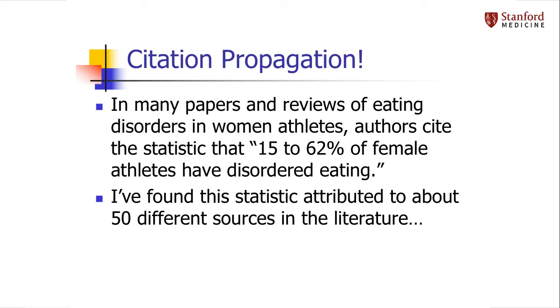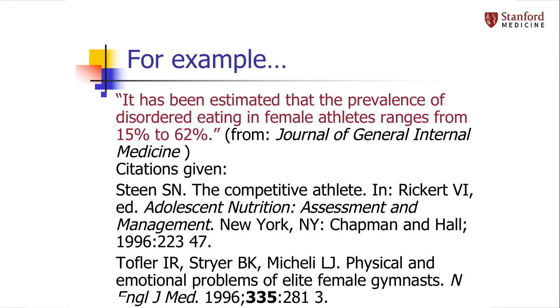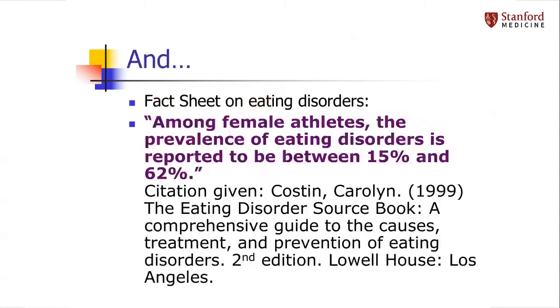Well, obviously, that statistic came from somewhere, so everybody was just citing secondary sources. And I'll just give you some examples. I found it said in a paper from Journal of General Internal Medicine, it has been estimated that the prevalence of disordered eating in female athletes ranges from 15 to 62%. Well, this paper gave 2 citations, a book from 1996 and a paper from 1996. Neither of those is the original source. The original source is actually from the 1980s. I'll show you in a minute.